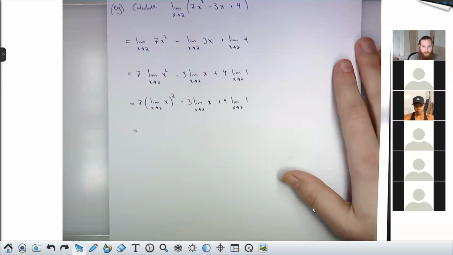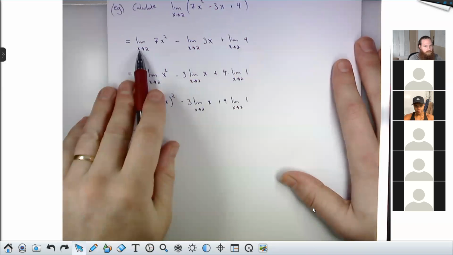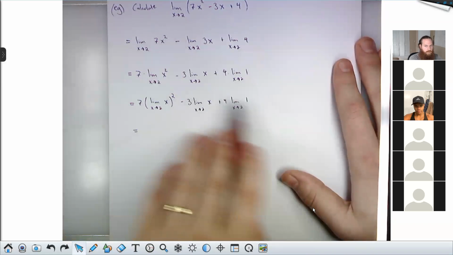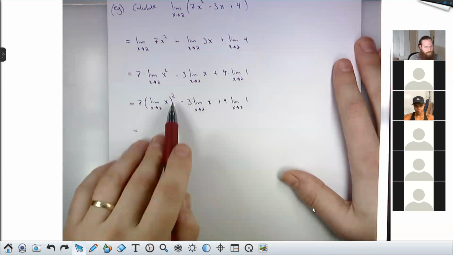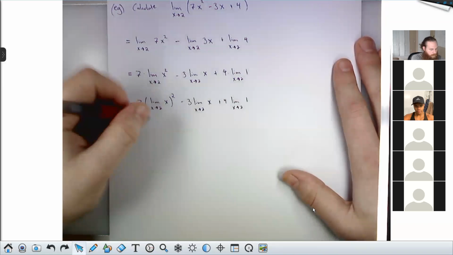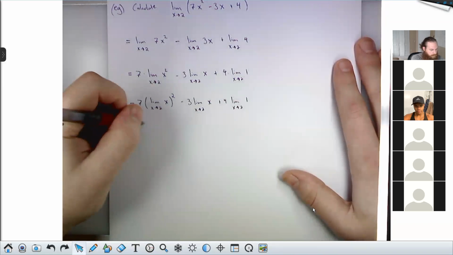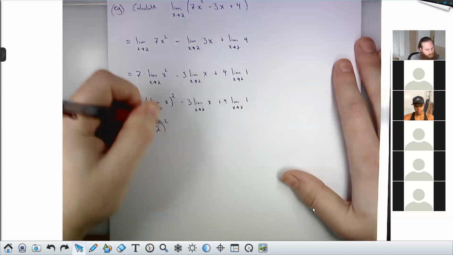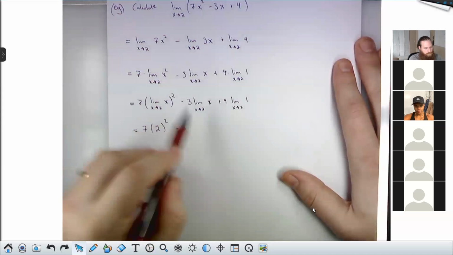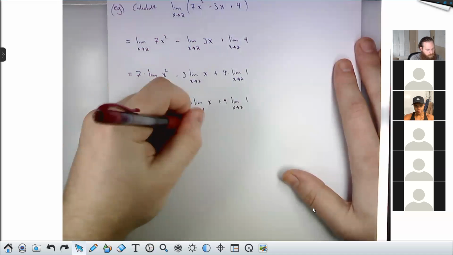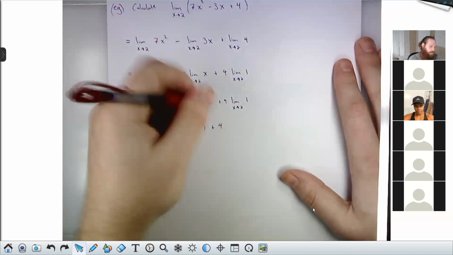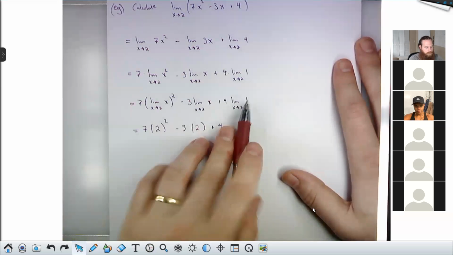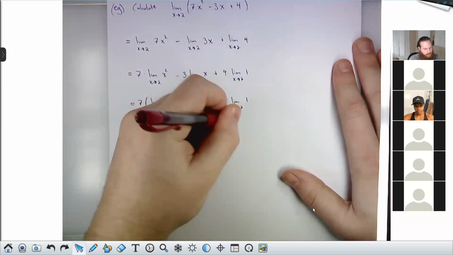So again, I'm just using my limit laws, right? The limit law to split up over addition and subtraction. The limit law to pop out constants. The limit law about powers. And now I can say, okay, the limit as x goes to 2 of x, that's 2. So this is 7 times 2 squared minus 3 times, well, the limit as x goes to 2 of x, again, that's 2, plus 4 times the limit as x goes to 2 of 1. Well, remember, the limit of a constant function is just that constant. So this would be 4 times 1.